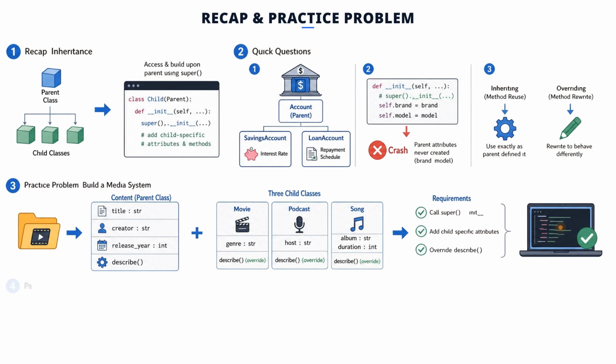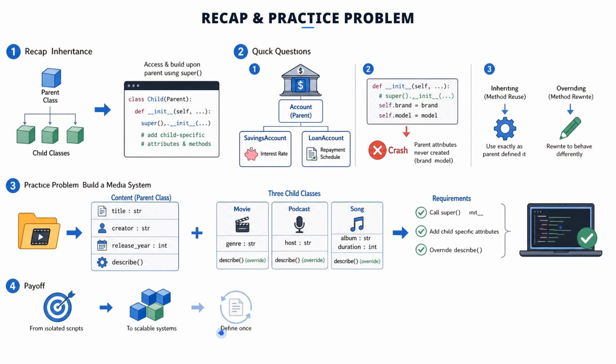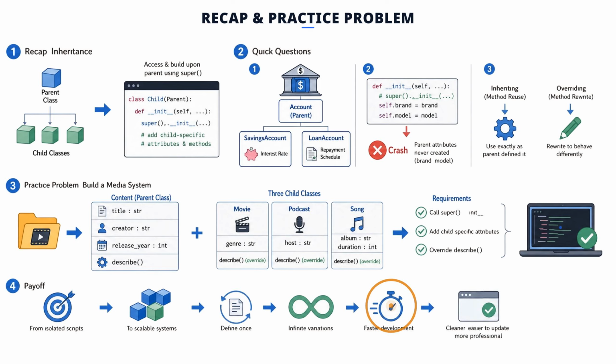Why go through all this trouble? By mastering inheritance, you move from writing isolated scripts to building highly scalable systems. You can define a general concept once and create infinite variations of it with minimal extra code. This not only makes your development process much faster, but also ensures that your code is cleaner, easier to update, and more professional. You are now prepared to build robust, complex object hierarchies in your own applications.